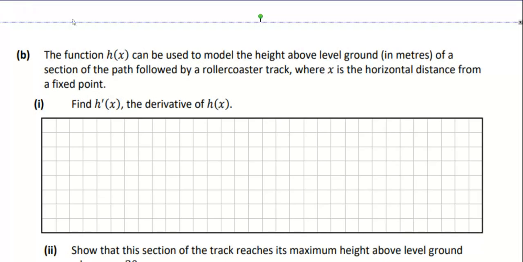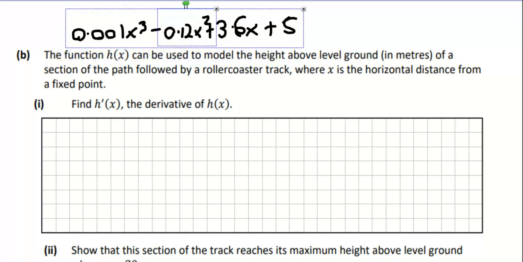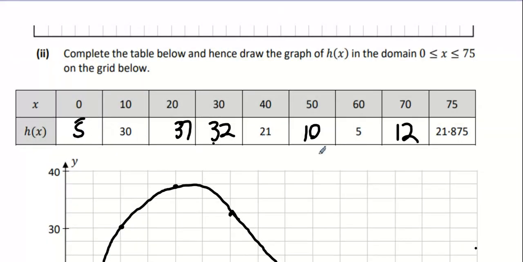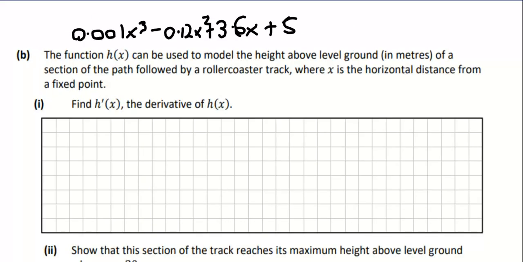Now, what does it want from me next? The function can be used to model the height above level ground in meters, where x is the horizontal distance from a fixed point. So in this diagram here, 0, 5 would mean that if you're 0 meters across, you're 5 meters up in the air. And if you're 20 meters across, you're 37 meters up in the air. Something like that. Find the first derivative. No hassle.